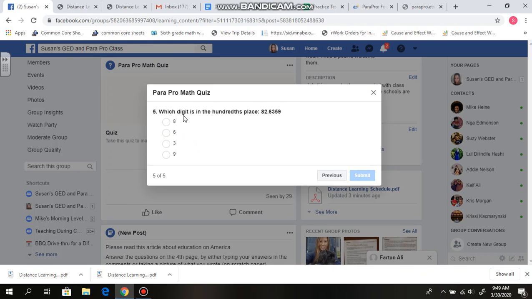And last one, which digit is in the hundredths place? So we've got 82 and looks like 6,359 10,000ths is how I would say this number. We're looking for what digit is in the hundredths place. So we've got our ones place, the decimal, right after the decimal, the tenths place, and the hundredths place. So what digit is in that hundredths place? Should be a 3.